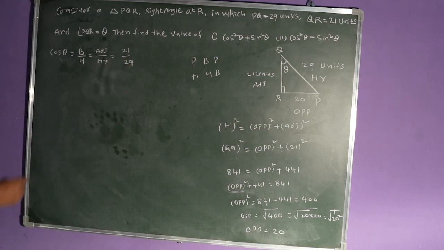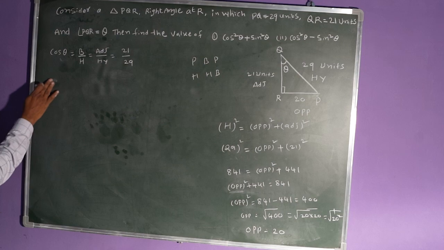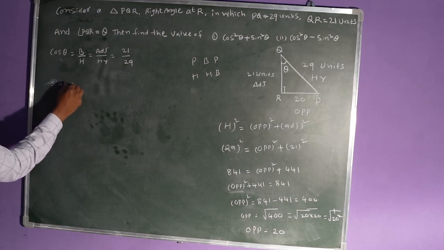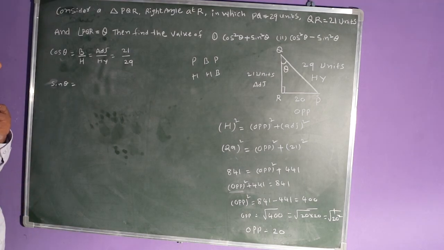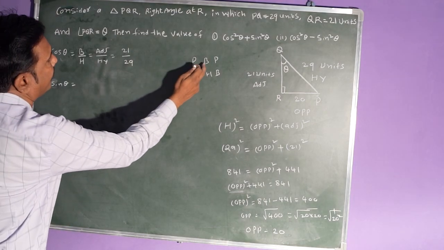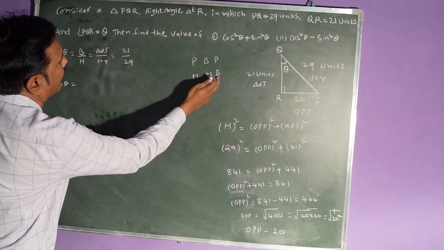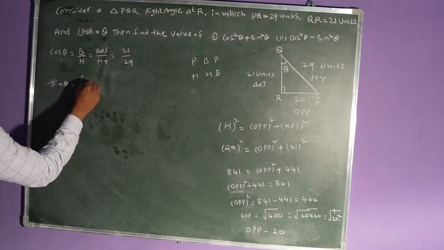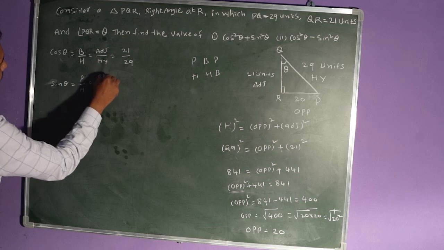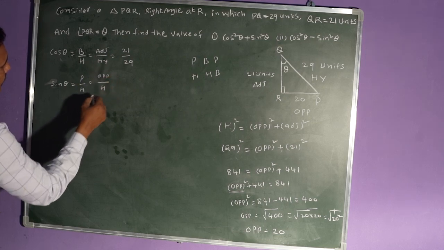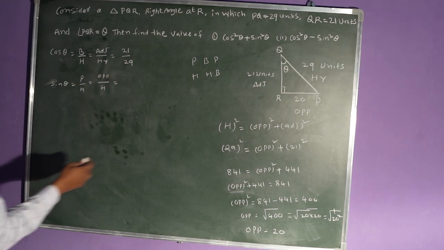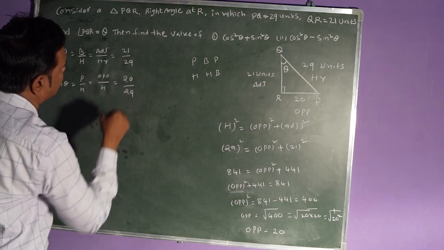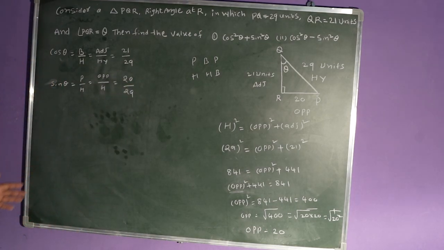Okay. Next, sin theta value. Sin theta is equal to P by H. P means opposite, H means hypotenuse. Opposite is 20, hypotenuse is 29. Okay, is it clear?